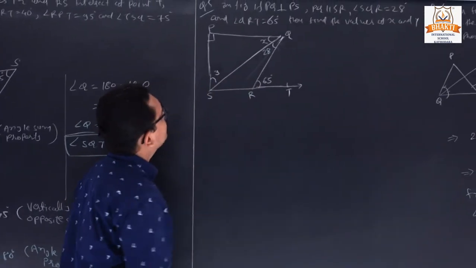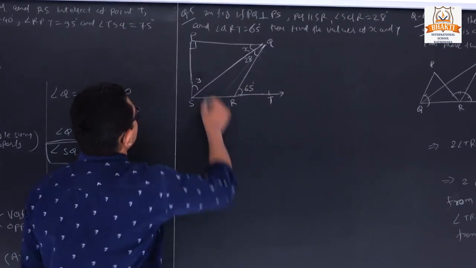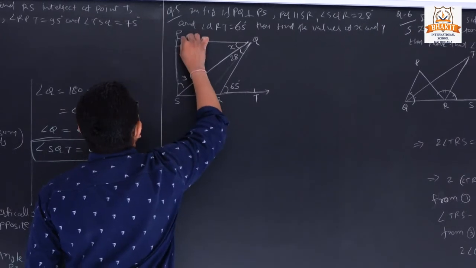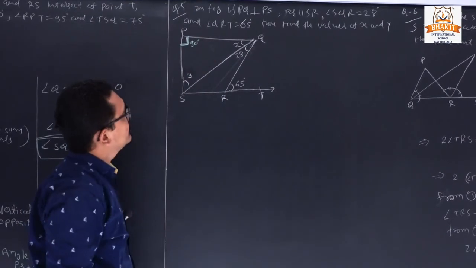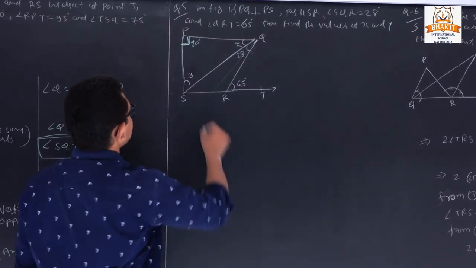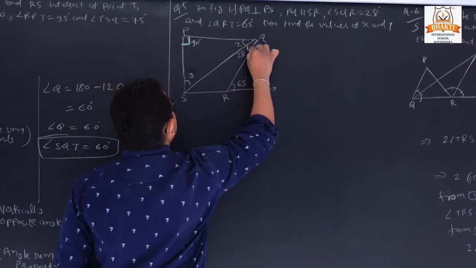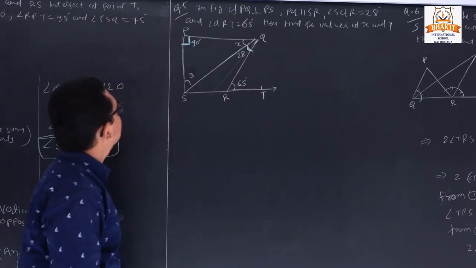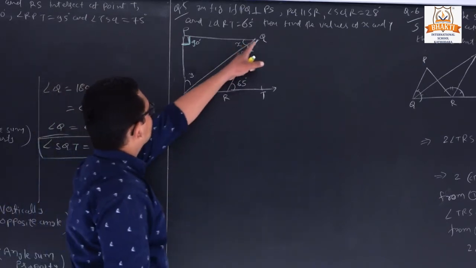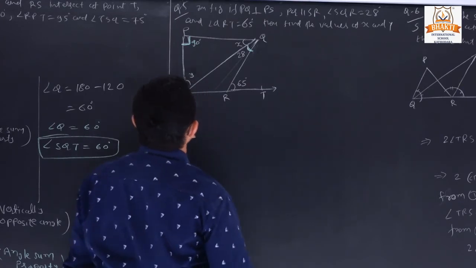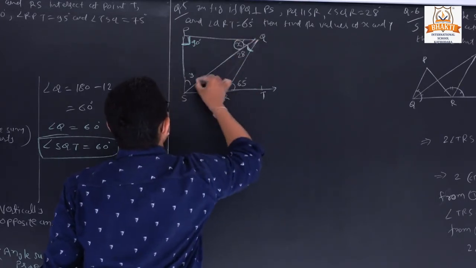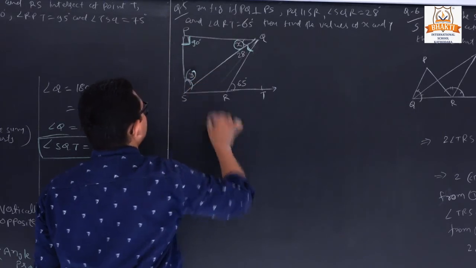Now next, question number 5. In a figure, PQ and PS are perpendicular. PQ and PS, so it is 90 degree. SQR is 28. And QRT is 65. Then find the value of X and Y. We need to find X and Y.